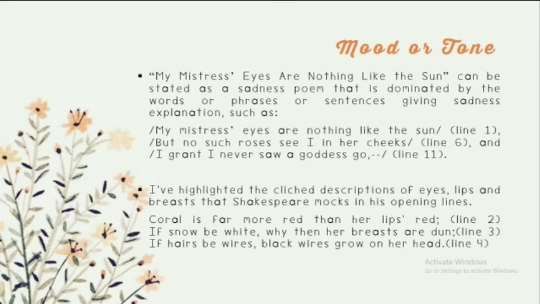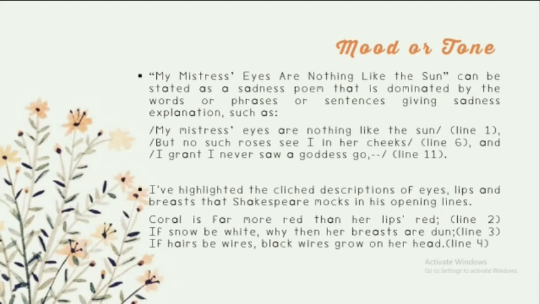Mood or tone. My mistress' eyes are nothing like the sun. It can be stated as a sad poem that is dominated by words, phrases, or sentences giving a sad explanation, such as my mistress' eyes are nothing like the sun. Line 1. But no such rose see I in her cheeks. Line 6. And I grant I never saw a goddess go. Line 11.